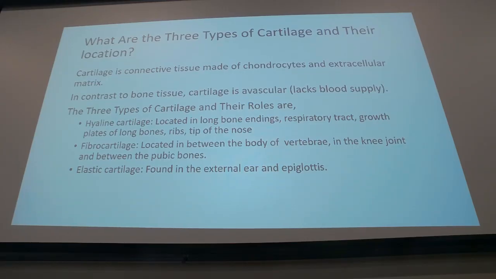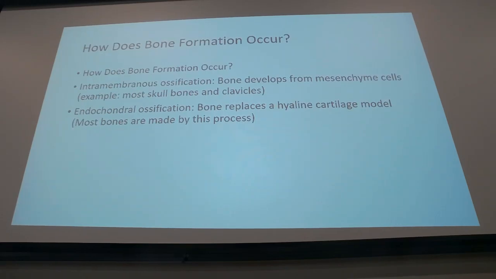Fibrocartilage is the hardest type of cartilage that we have. The name itself tells you something. Fibros means strong. So fibrocartilage is located in between the vertebrae, in the intervertebral discs. And also we have it in the knee joints and between the pubic bones. So in places where we need protection, that's where we have this fibrocartilage. Questions about the types of cartilage?